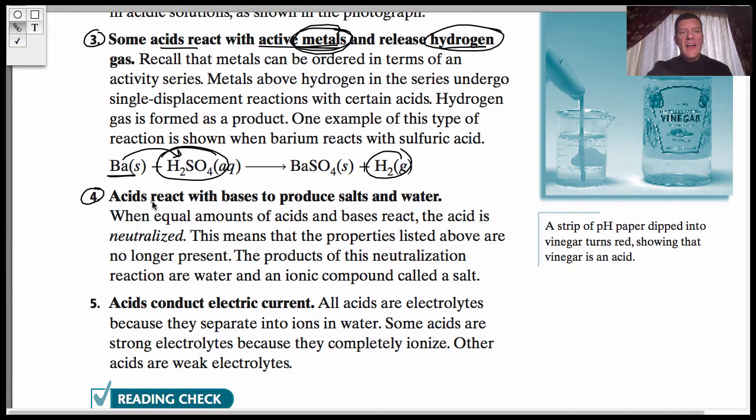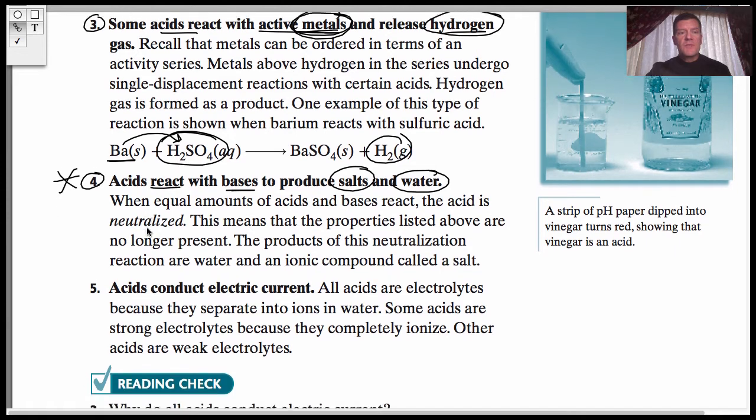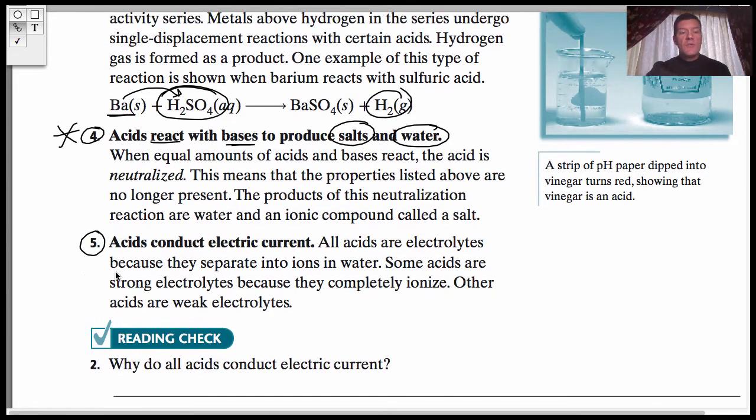Number four, acids react with bases. So an acid and a base are going to react to produce what? A salt and water. This is going to be really, really important for us. That's going to be one of the main things that we're going to be able to do here and look at acid-base reactions. Okay?